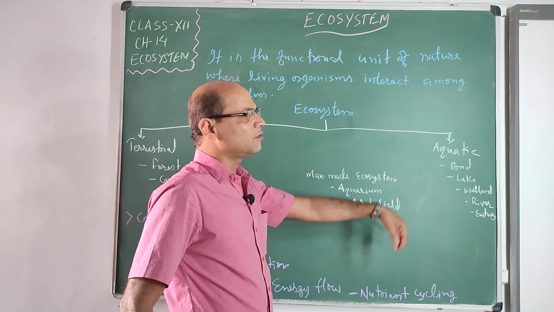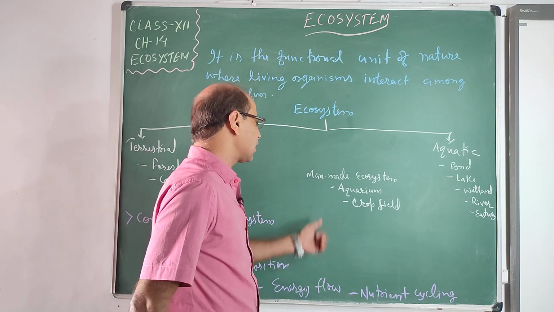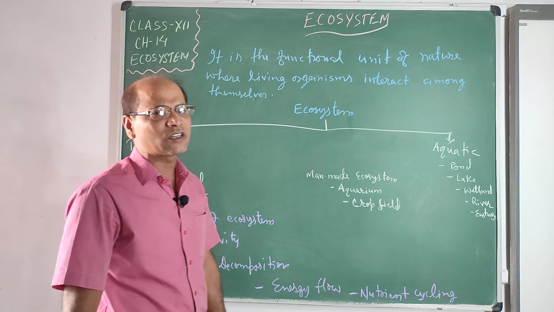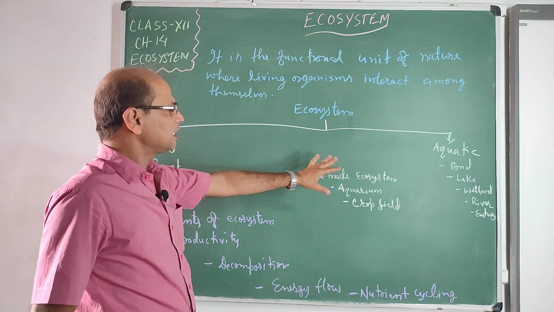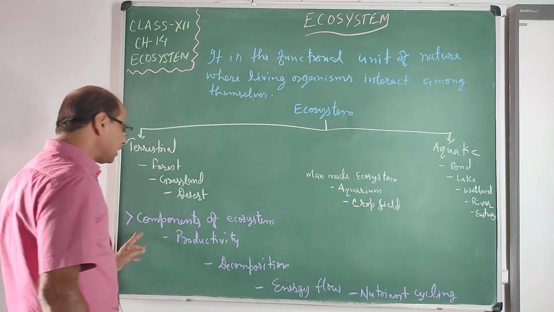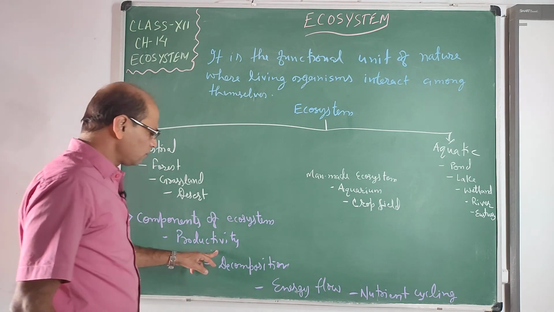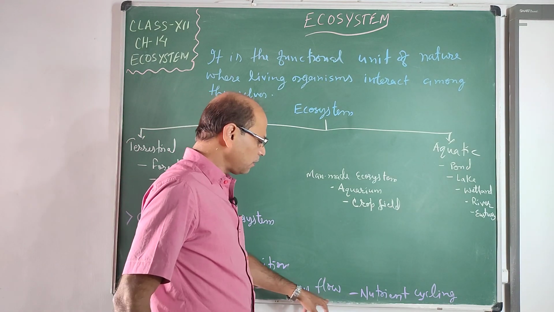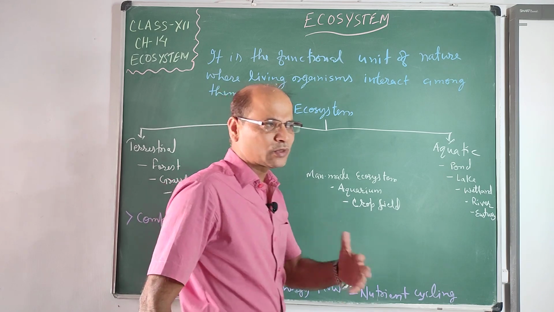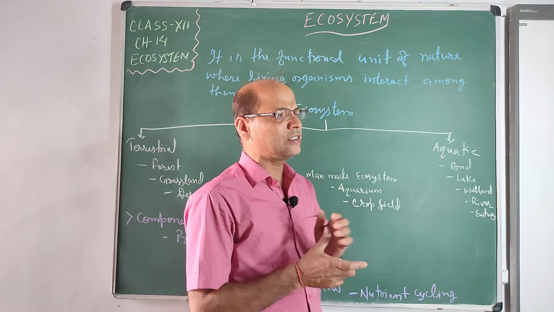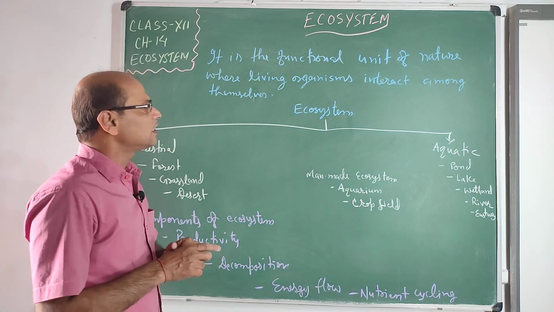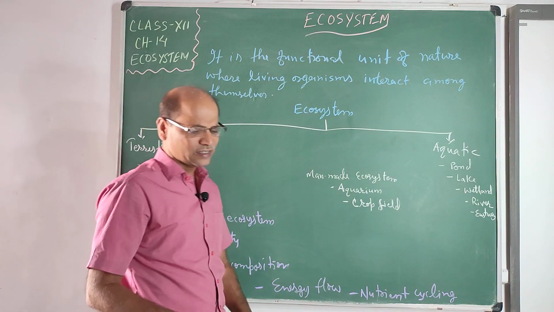And you know that man also makes ecosystems; the aquarium and crop fields are man-made ecosystems. So this is the artificial ecosystem, and these are the natural ones. Now, the components of ecosystems are productivity, decomposition, energy flow and nutrient cycling. These are the components of the ecosystem, which is collectively the living and non-living assemblage.